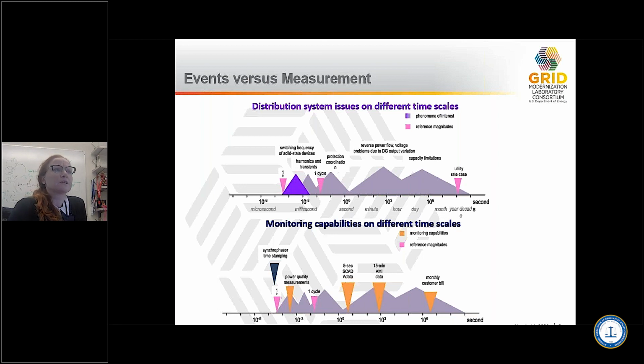Like I said, things like reverse power flow, or voltage problems due to output variation in distributed generators, for example, or voltage problems just because of other issues. Protection coordination, harmonics and transients, all down in the sub-cycle level. And that all builds up into capacity and utility rate case type things, where all these different issues can contribute to that higher level time frame. So it's important to have that monitoring in place. Next slide.